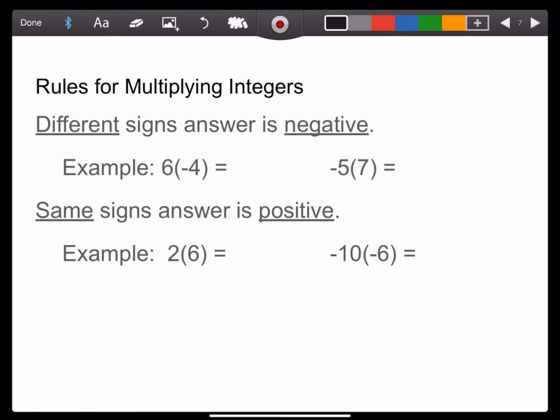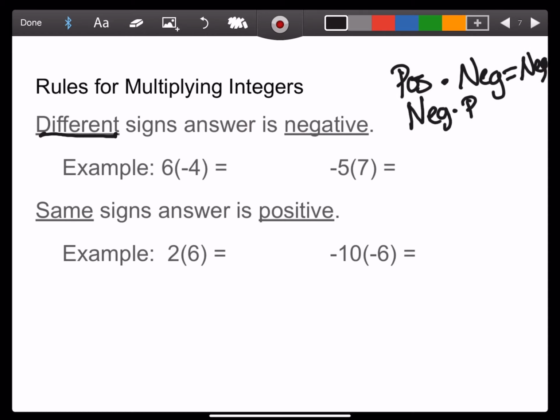Rules for multiplying integers. Okay, so here are the rules. If they are different signs, the answer is negative. What I mean by that is if it's a positive times a negative, you're going to get a negative answer. If it's a negative times a positive, see how they're different? It's going to be negative. Okay? So if they're different signs, the answer is negative.